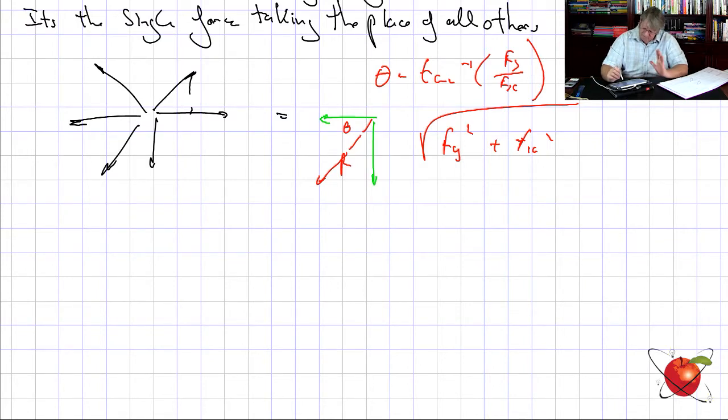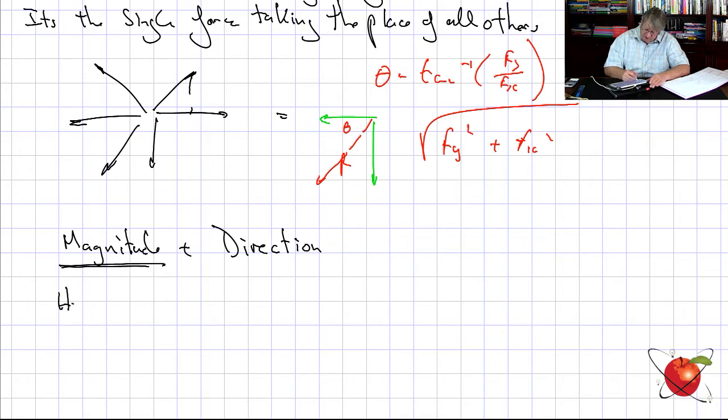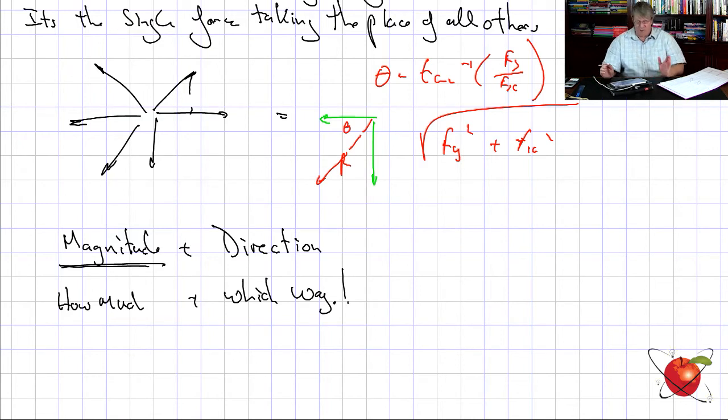So now let's just consider this, because now we have got the resultant has got a magnitude plus a direction. Magnitude was how much, plus, remember, which way. Which way was it going? Okay, so we've got our magnitude and direction on this. Let's have a look now.